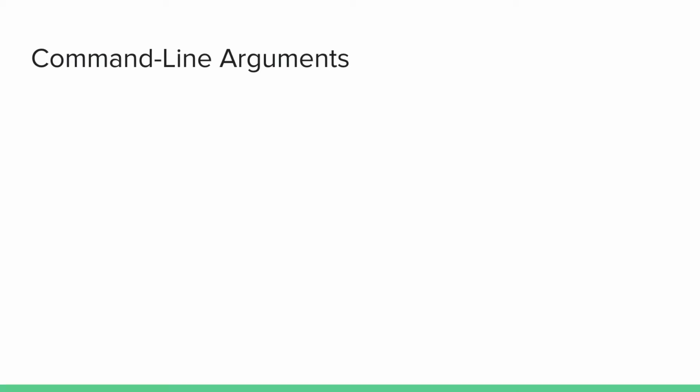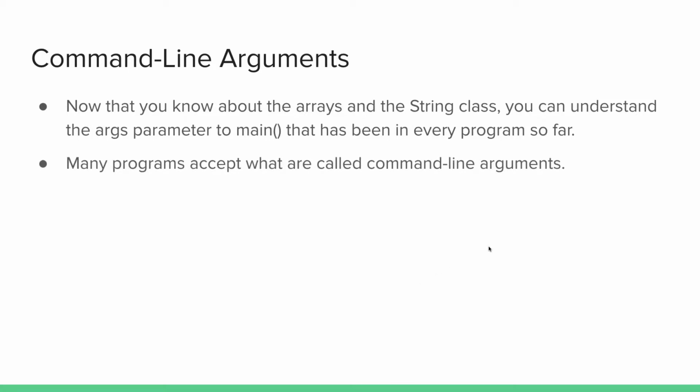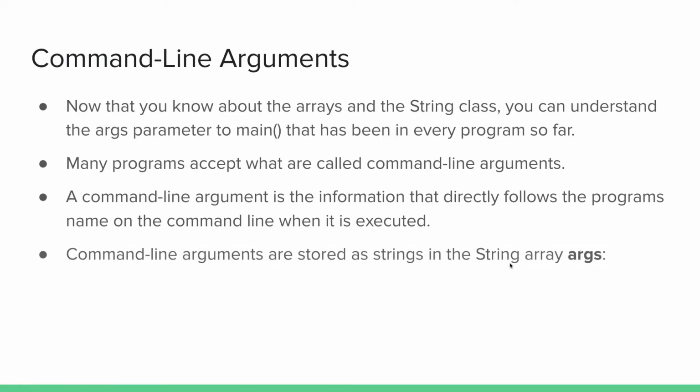We're going to talk about command line arguments. So now that you know about arrays and the string class, you can understand the args parameter to main that has been in every program that we've done so far. Many programs accept what are called command line arguments. A command line argument is the information that directly follows the program's name on the command line when it is executed. Command line arguments are stored as strings in the string array called args.